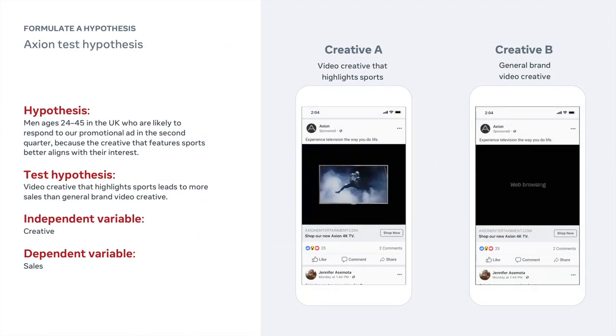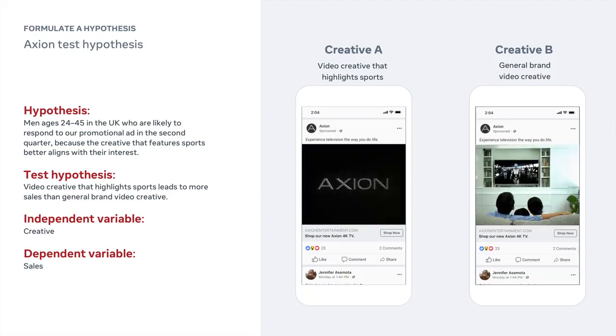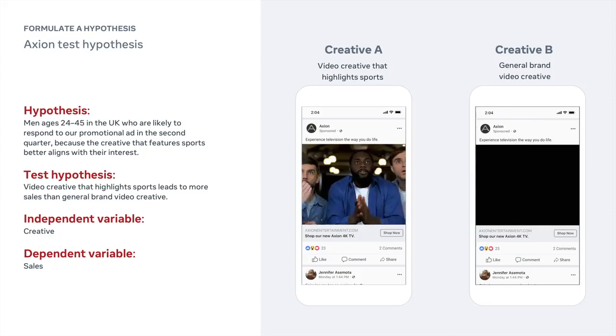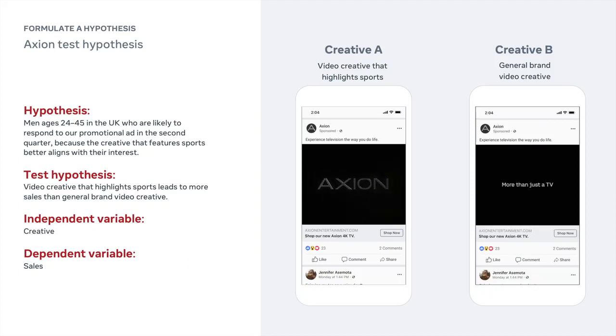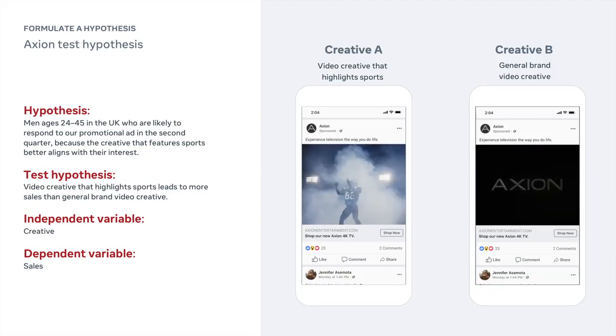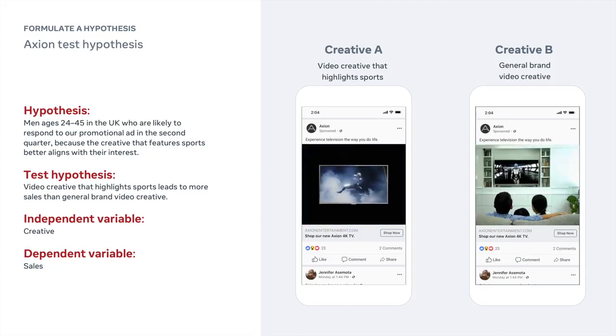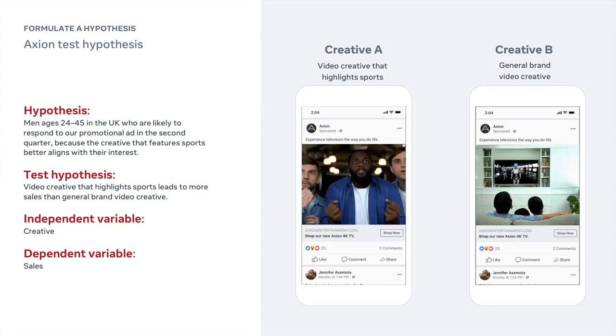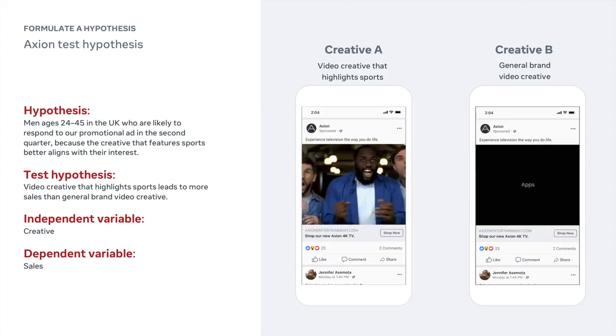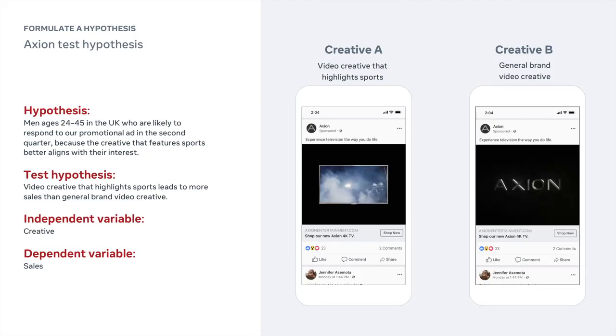Let's see another example from Axion. Now that Axion has their strong hypothesis, the marketing team wants to further test their theory. To do this, they first develop their test hypothesis, which states that video creative that highlights its sports leads to more sales than general brand video creative. In this case, the independent variable in this test is the creative and the dependent variable is the sales. Now that they have their test hypothesis, the team can recommend a measurement approach to prove or disprove this hypothesis.